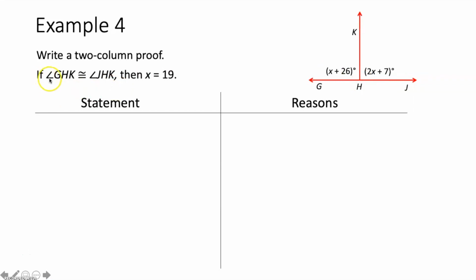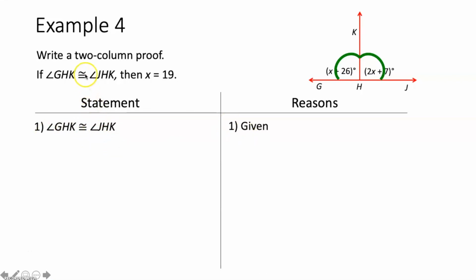So it says if angle GHK is congruent to angle JHK, so GHK would be this angle right here, is congruent to angle JHK, so angle JHK. So it's saying that this angle right here is congruent to this angle right here. They're the same measure. So based on that, we can then prove that x is equal to 19. So we've marked up the figure. Now we're going to put our given. Remember, the given is the if part. So given that angle GHK is congruent to angle JHK, we're going to prove that x is equal to 19. So again, this is the given, so our reasoning would then be it's the given.